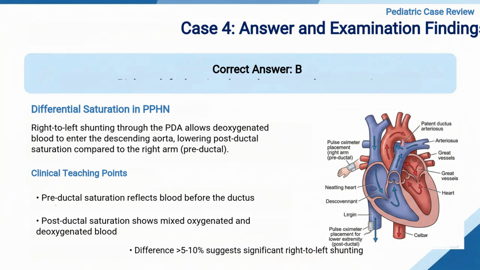Postductal saturation at the feet reflects the mixed deoxygenated blood and is therefore lower. A difference greater than 5 to 10% is clinically significant and strongly suggests right to left ductal shunting in PPHN.